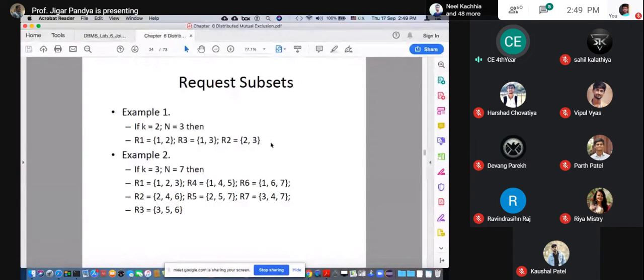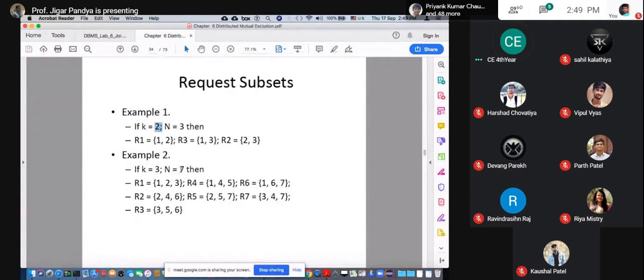If you know nPr, nCr, and so on, you will understand: 1, 2, then 1, 3, and lastly 2, 3. That way you can create these quorums of size 2. If you are good at maths and preparing for GATE, you will need to learn and apply those things here.